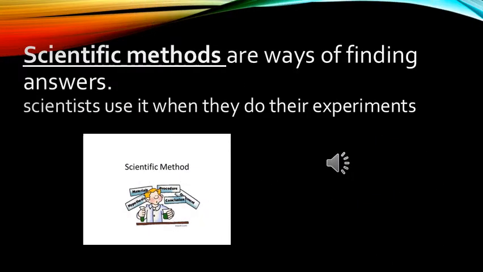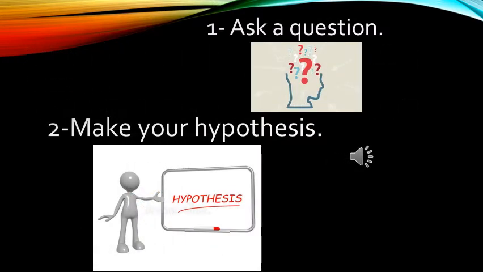Scientific methods are ways of finding answers. Scientists use them when they do their experiments. Okay, teacher, please, can I ask you, what are the steps of the scientific method? Of course, but please you tell me the first step of the scientific method, as we studied. The first step is to ask a question.